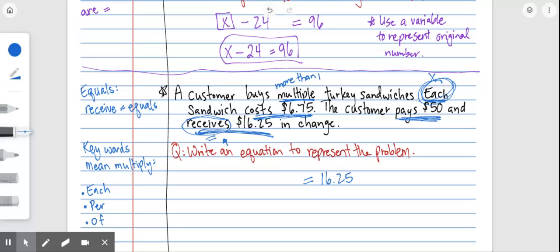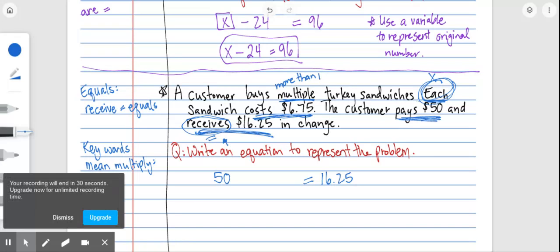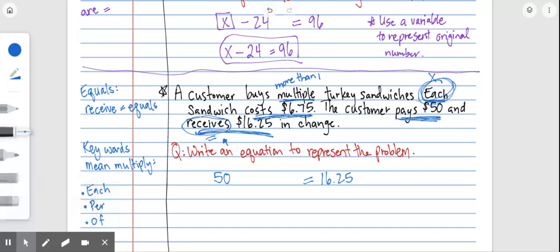Okay. I know that the customer pays $50. So they start with $50. This is what they started with. Okay. And then each sandwich costs $6.75. So when I'm paying for a sandwich, what am I doing to the amount of money that I came in with? I'm subtracting something from it. Okay, so $50 minus the cost of my sandwiches, which was $6.75 times the number of sandwiches.